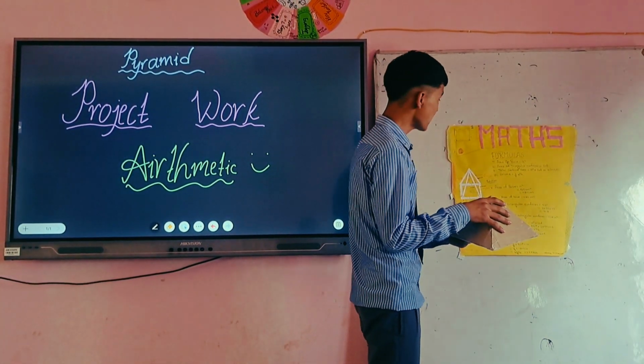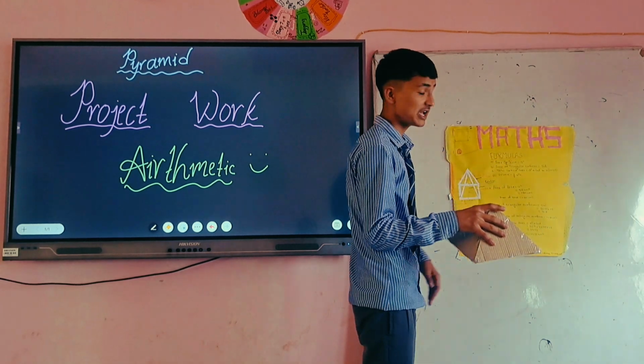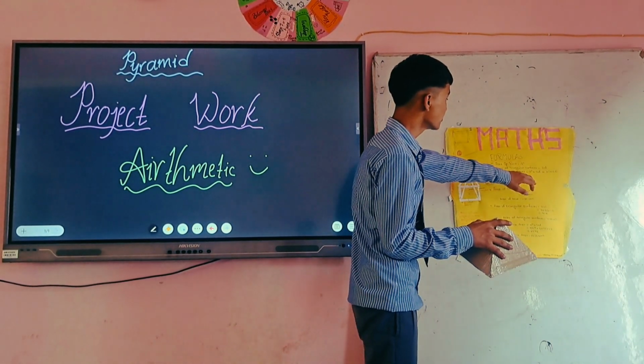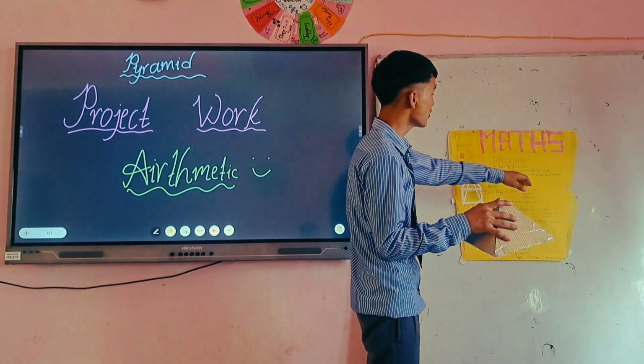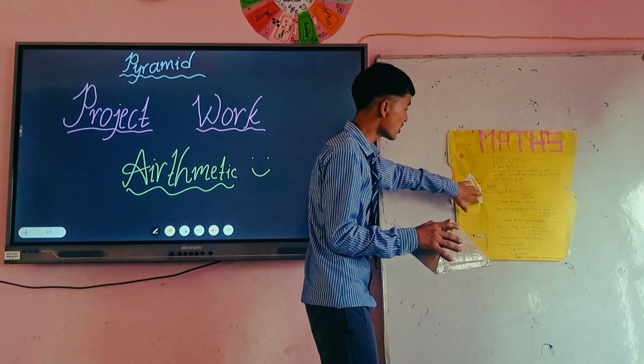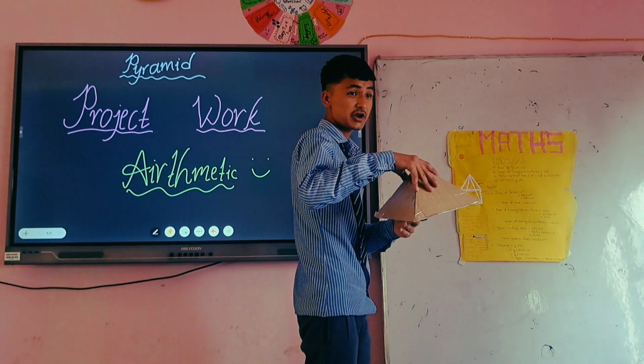Area base is equal to A square, and the area of triangle surface is equal to 2AL, and total surface area is equal to A square plus 2AL, or A bracket A plus 2L. Volume is equal to 1 over 3 A square L. And here is the figure of this pyramid.